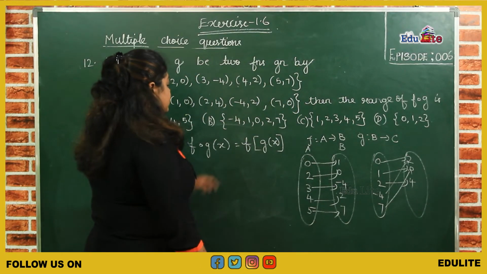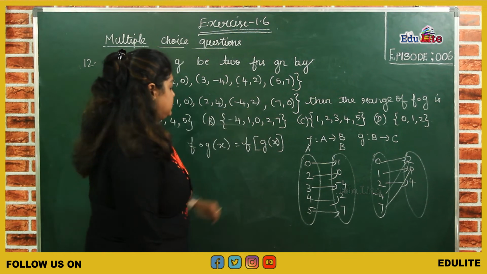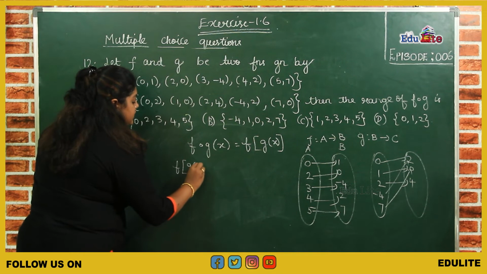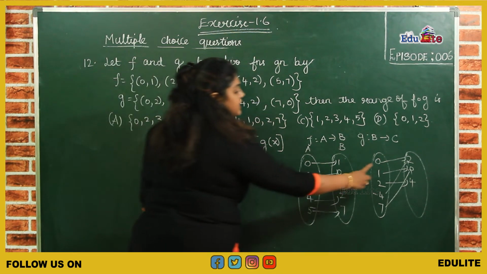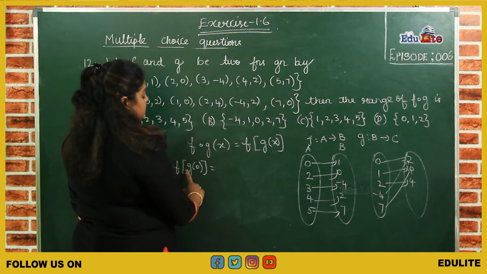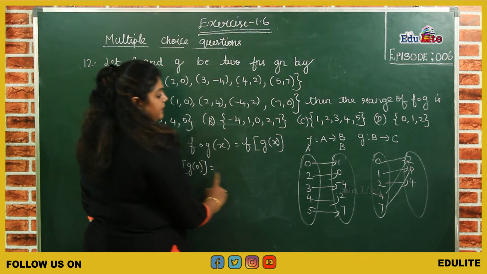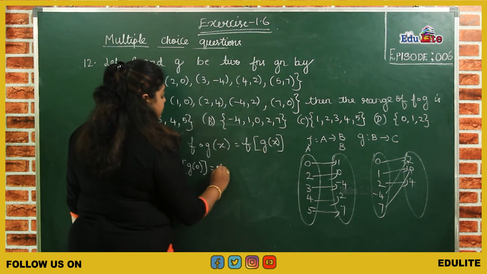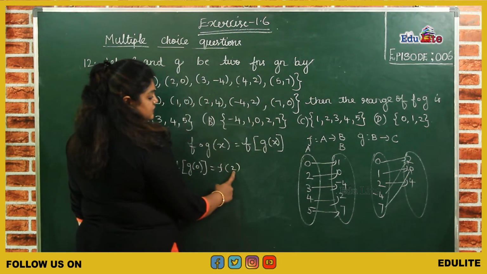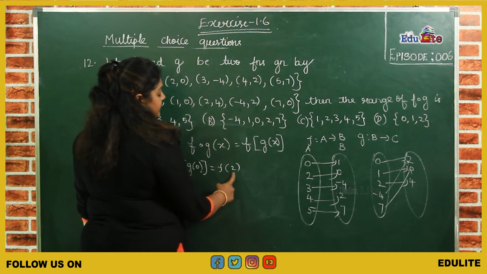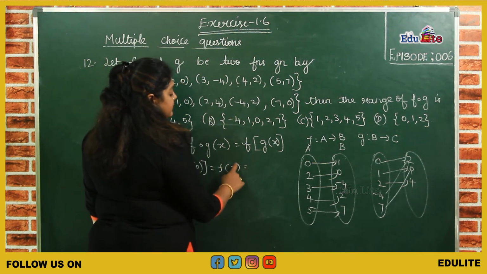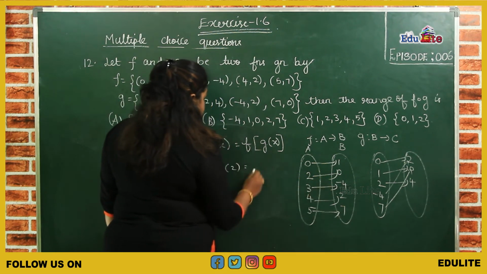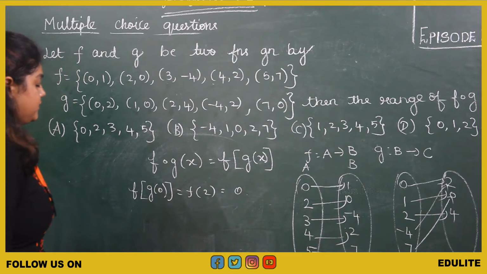Now what we have to find is f of g of x. So first is f of g of 0. Why I am writing g of 0 is this value. G of 0 means the mapping of 0, which is 2. So f of 2, because g of 0 is 2. Instead of g of 0, I have replaced it as 2. Now we have to look at the function f of 2. F of 2 means 2 is mapped to 0. We got one range value.